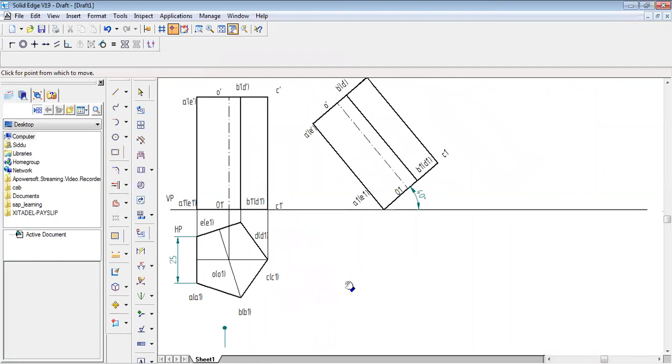Okay, just give me a second. Okay, fine. So this base edge is given as 40 degrees, right?